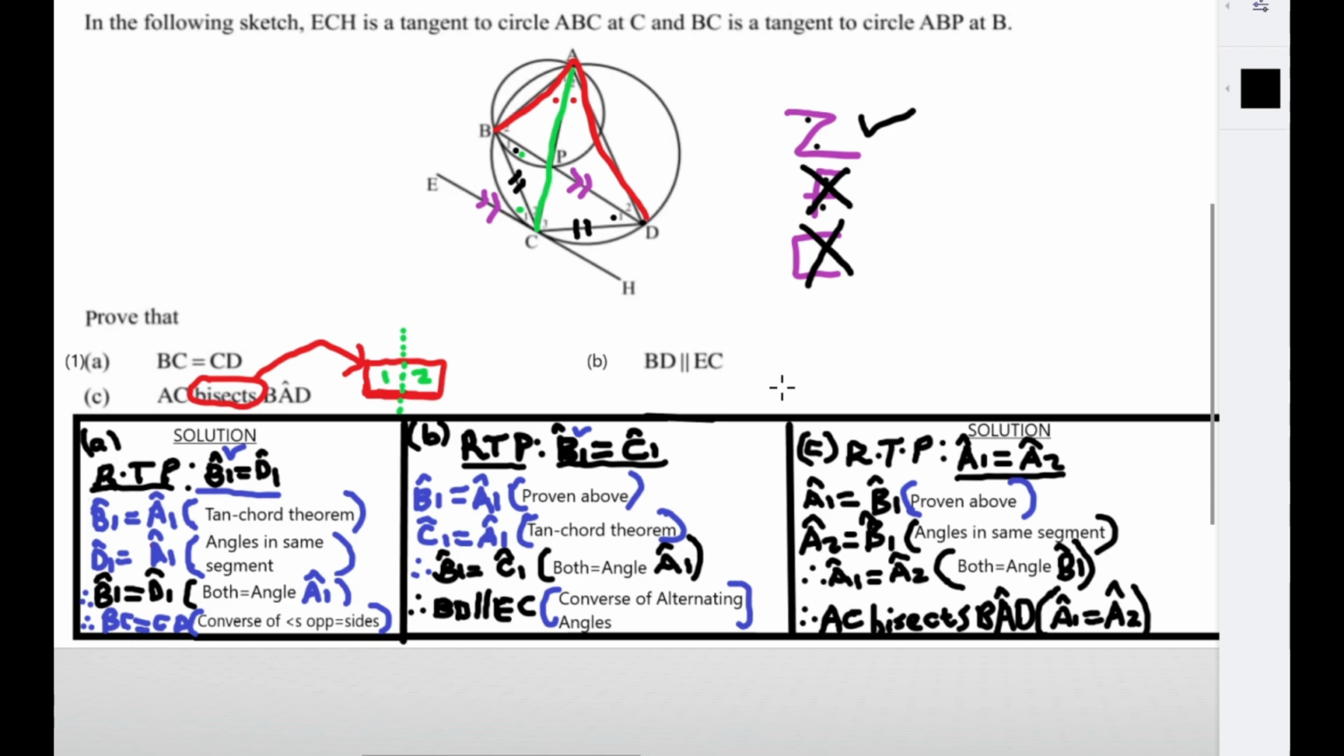And ladies and gentlemen, that's how we prove those three questions.